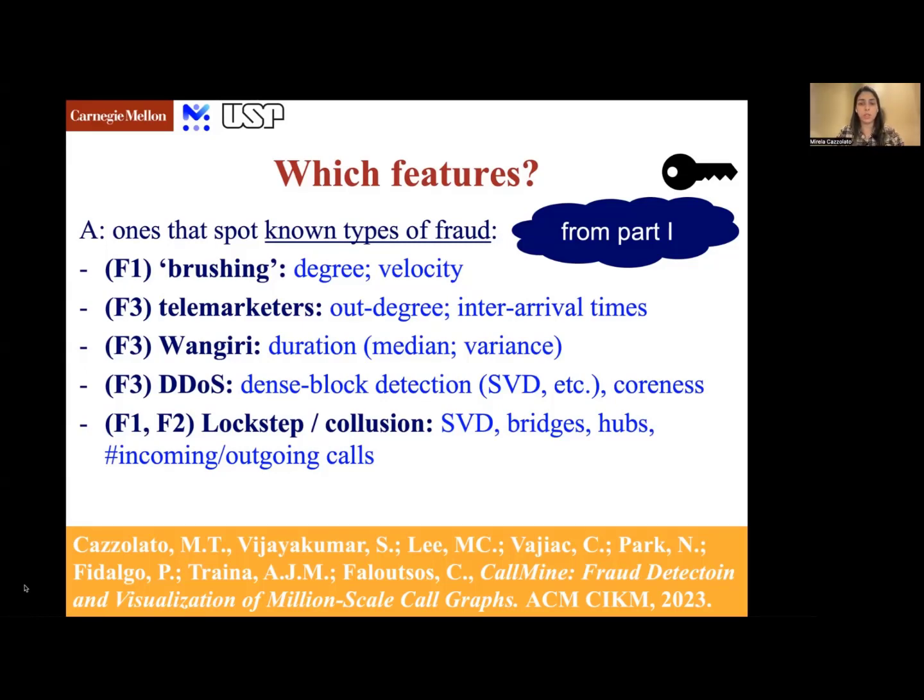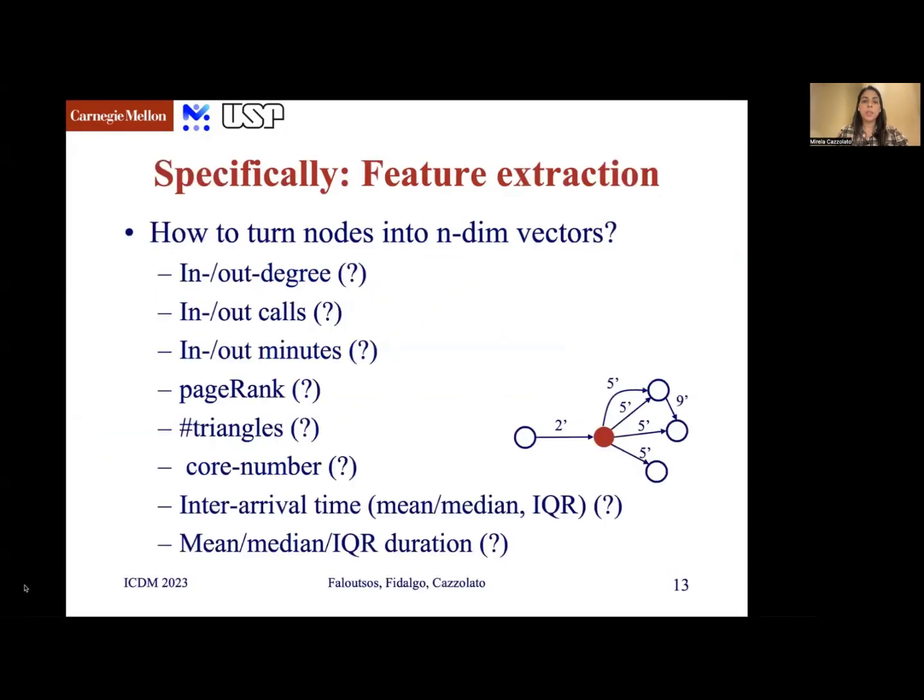So for these, we can use SVD, we can detect bridges and hubs. We can extract the incoming and outgoing calls to look for that. Okay, so specifically, we're looking at the possible features that we can and want to extract, how we can turn these nodes into n-dimensional vectors.